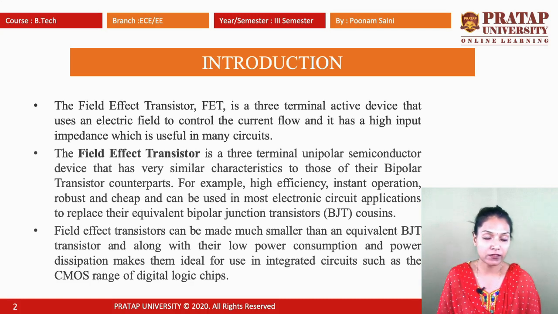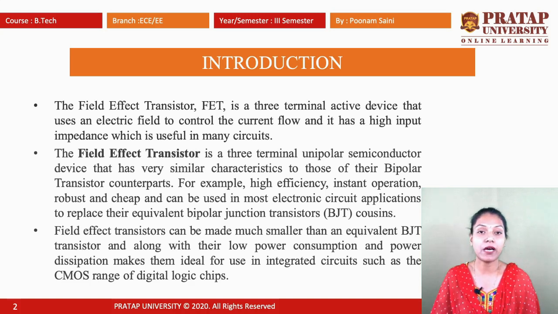In other words, it is a 3-terminal unipolar semiconductor device that has very similar characteristics to those of bipolar transistors, for example high efficiency, instant operation, robust and cheap, and it can be used in most electronic circuit applications to replace the equivalent bipolar junction transistors. A field effect transistor can be made much smaller than an equivalent BJT, and along with its low power consumption and power dissipation, this makes it ideal for use in integrated circuits such as the CMOS range of digital logic chips.